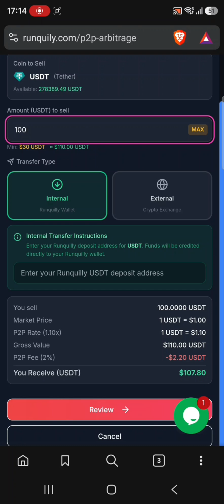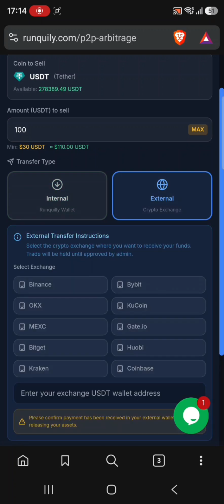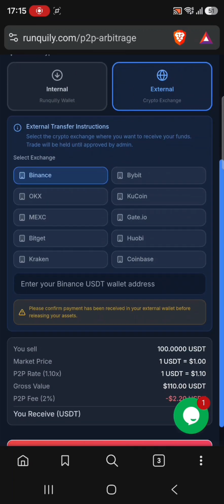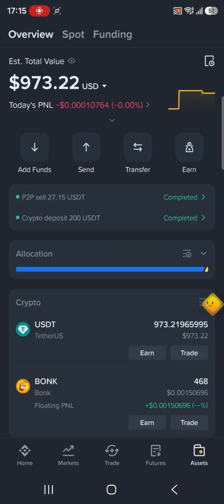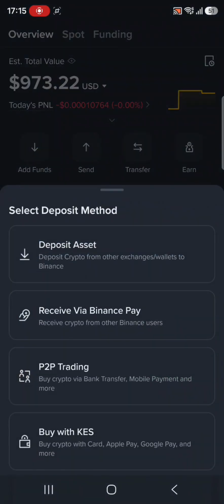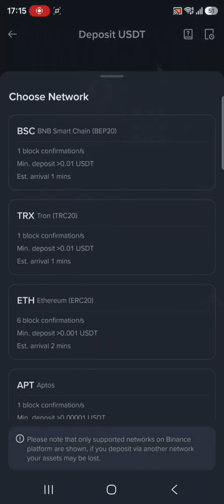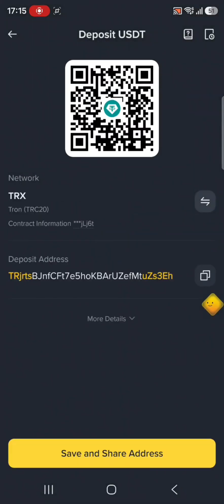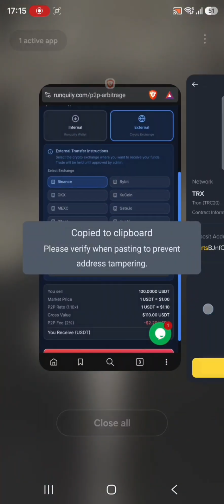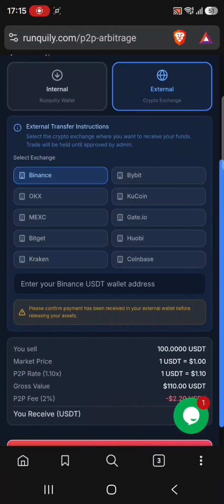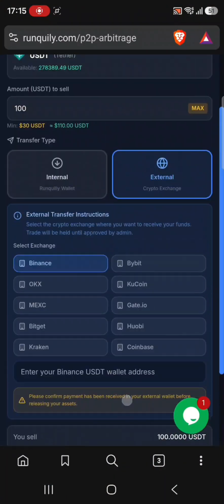So you go there, they fund there, then you withdraw to this one, then you proceed. So I receive in my external wallet, not internal wallet, and I will enter Binance. So I go to my Binance account and copy the address, copy my deposit address, actually for USDT. You can get it here, copy. I want you to check the balance right now, 973. Yeah? Then after trading, you will see what we'll get.